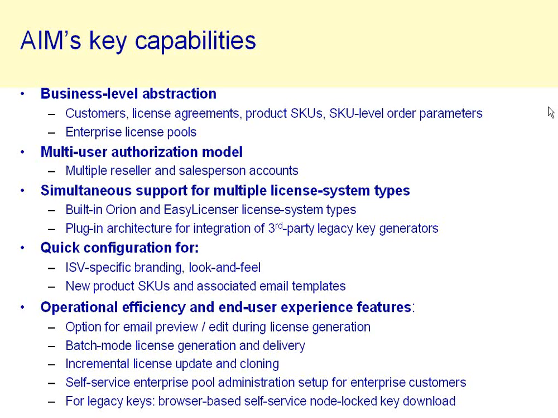You can support many different kinds of underlying licensing systems, obviously with built-in support for Orion and for Easy Licenser, and you can plug in your own if you have an existing legacy system. And if you want to quickly add new products, set up new product options, set up new email templates, then there's a rapid configuration there, so you can quickly add new products to your existing system.